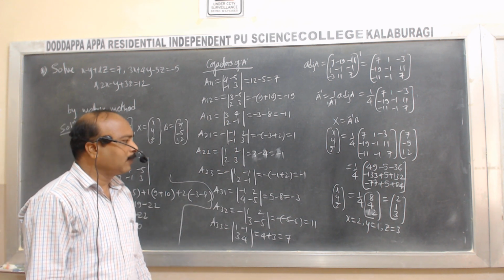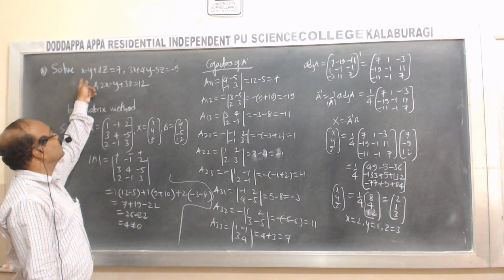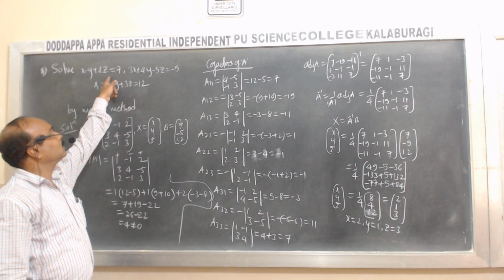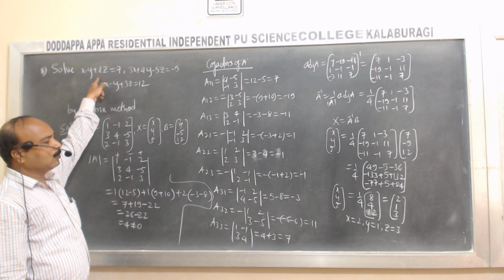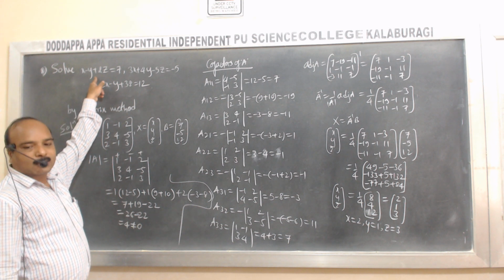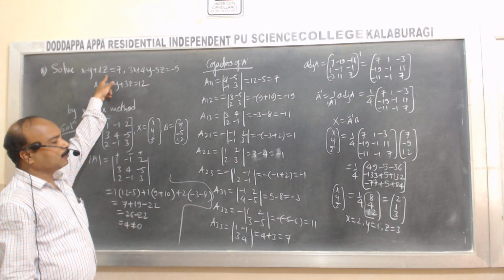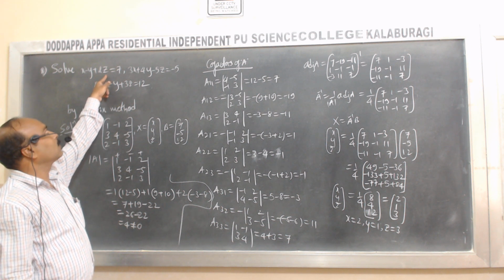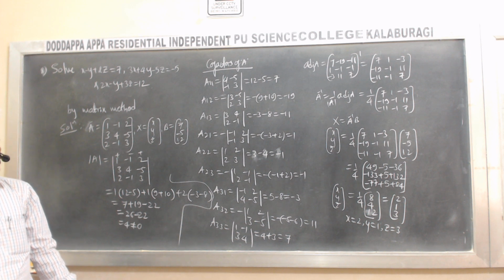Now we can verify again by using any one of the equations. If you take the first equation, x minus y plus 2z equal to 7, put x equal to 2, y equal to 1. We get 2 minus 1 is 1, plus 2 times 3, it is 6. 1 plus 6 is 7. So we get LHS equal to RHS. It is verified. Take the solution.